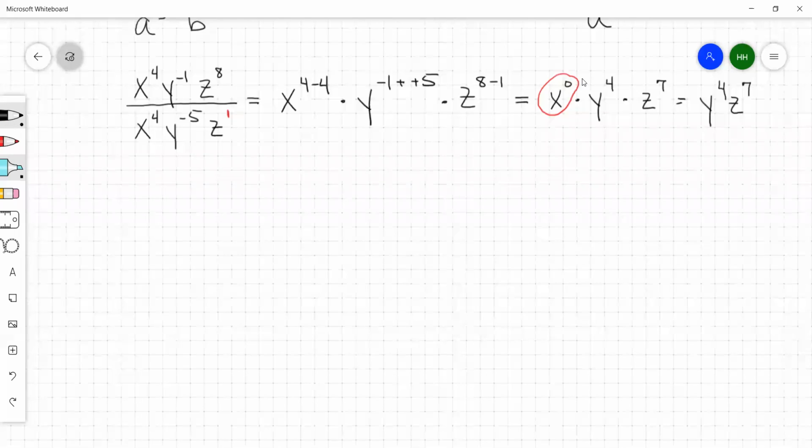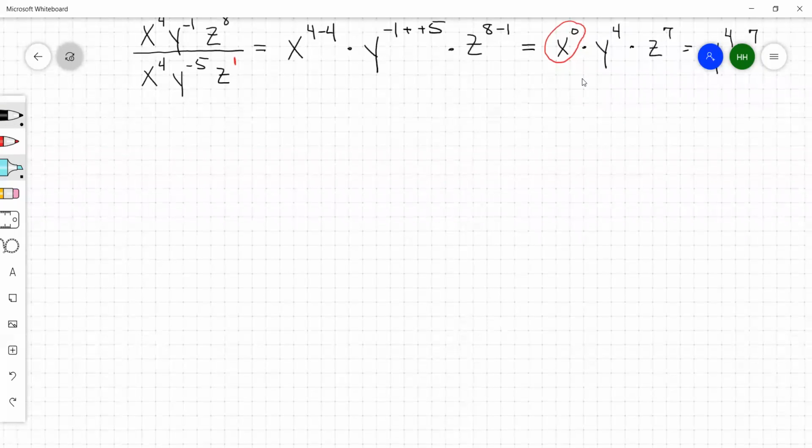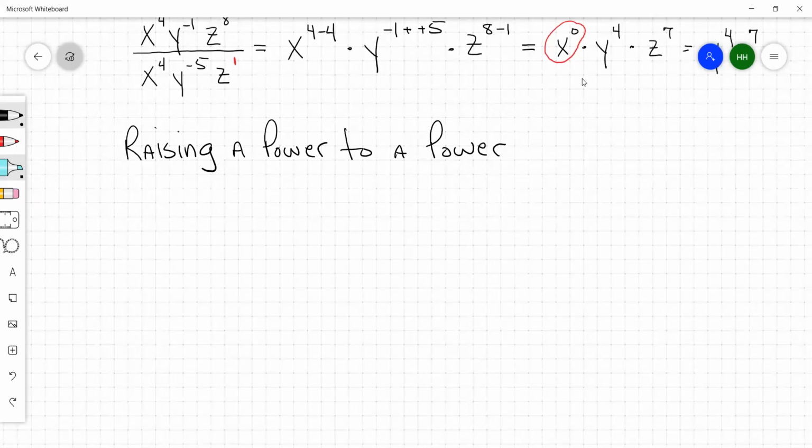All right, so in the second part of your lesson today is where we are going to be raising a power to a power. Raising a power to a power. And here's what that looks like. That would look like a to the m, all raised to the nth power. All right? That's called raising a power to a power.